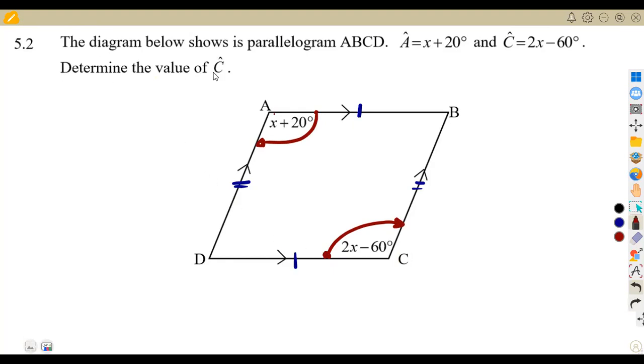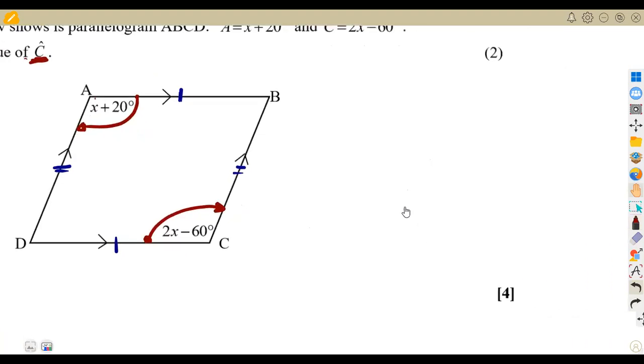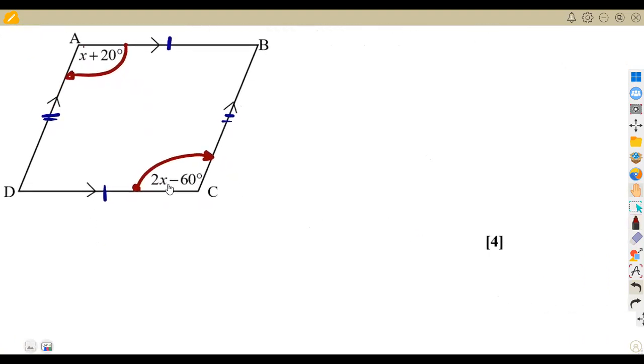So anyways, determine the value of angle C. So angle C is equal to 2x minus 60. In order for us to determine angle C, we must have the value of x. And to have the value of x, we are going to use the concept that these angles are equal. We formulate an equation from the opposite angles, which are equal. Remember that angle A is equal to angle C. This is the major property of a parallelogram, opposite angles.